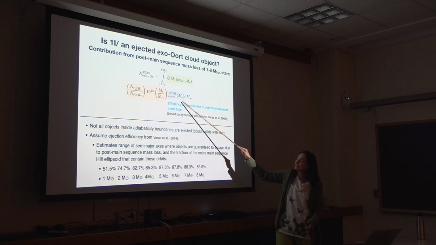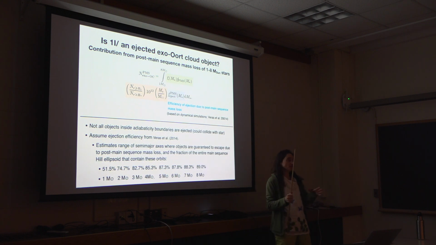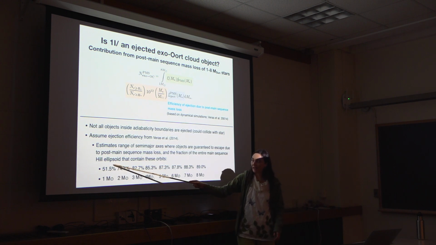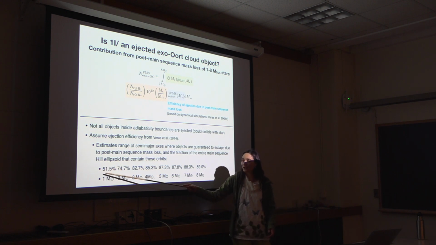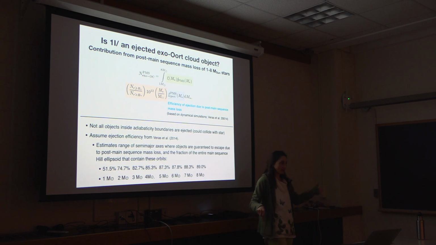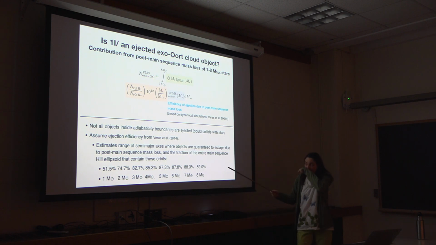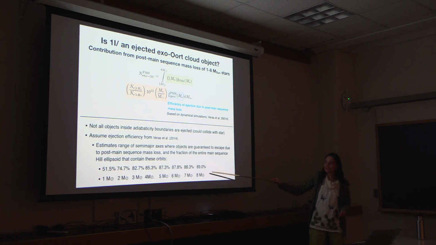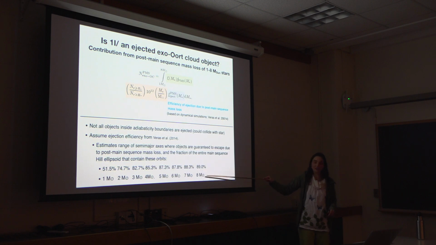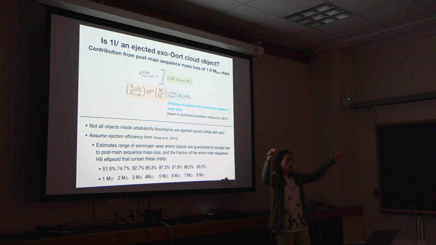And in this case, the efficiency of post-main sequence mass loss is going to depend on the stellar mass. Stars that have a lower mass, like the sun, are not as efficient because they don't lose as much mass. But stars that have higher mass are more efficient. They lose more mass, so when they lose that mass, they release more objects. The percentage of objects from their Oort clouds that get released is higher, right?